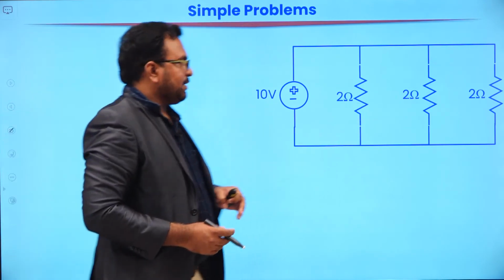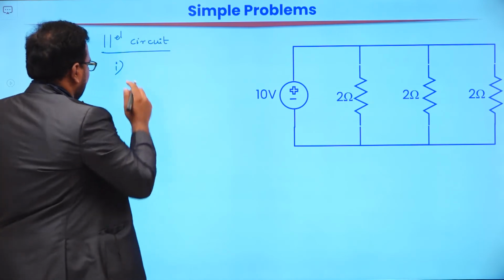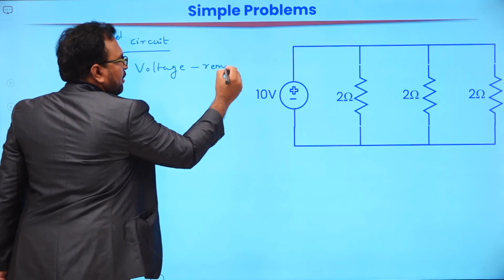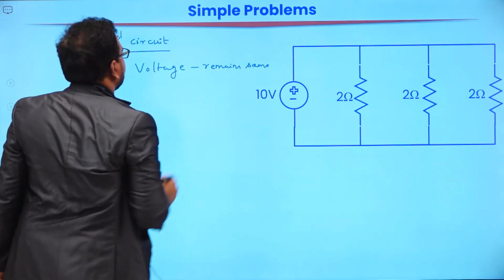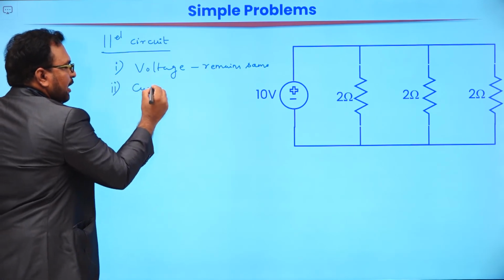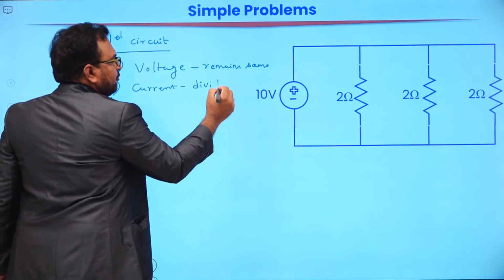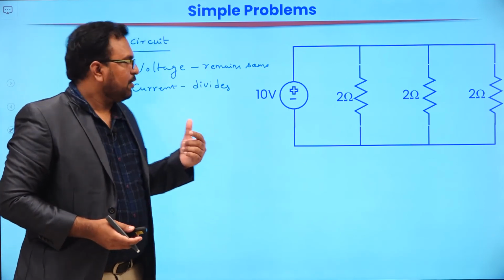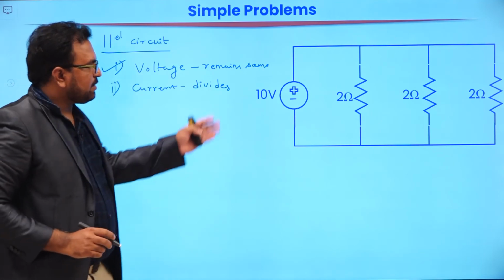Given circuit is a parallel circuit. So what are the two important characteristics of a parallel circuit? The first one is voltage remains same across all the elements. And what is the second important characteristics? Current divides through each element. So in parallel circuit, what are the two important characteristics of parallel circuit? The first one is voltage remains same.